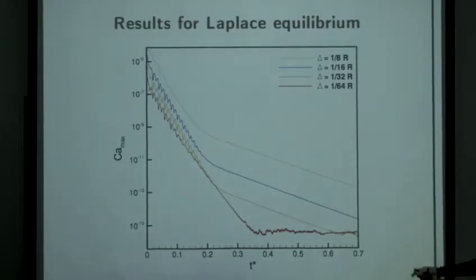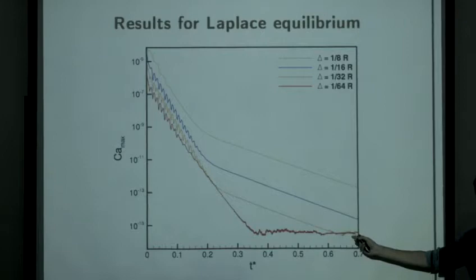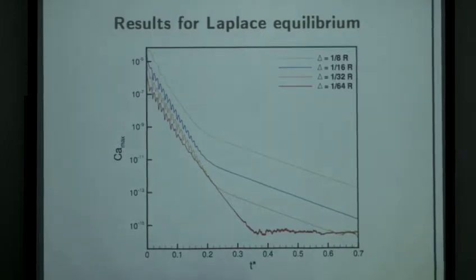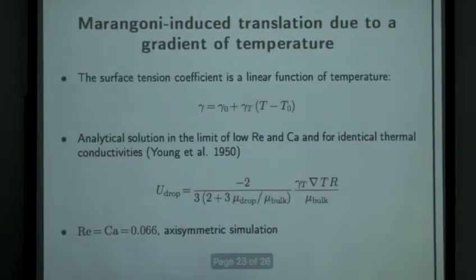Here I plotted for different spatial resolutions, where delta is the number of grid points per radius, from 8 to 64 grid points. What is important is that it is independent of resolution. It converges somewhat faster for higher resolution, but it always converges to 0. So you don't have a resolution-dependent stability of the numerical solution. So that works nicely. I said it includes variable surface tension naturally, which is true.